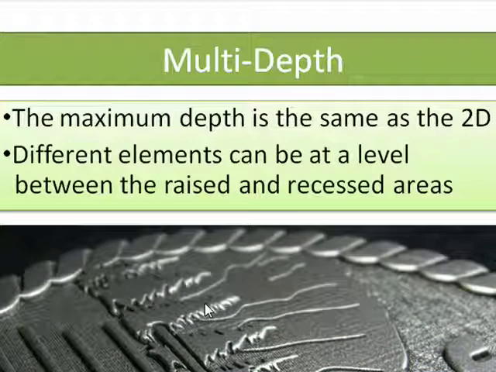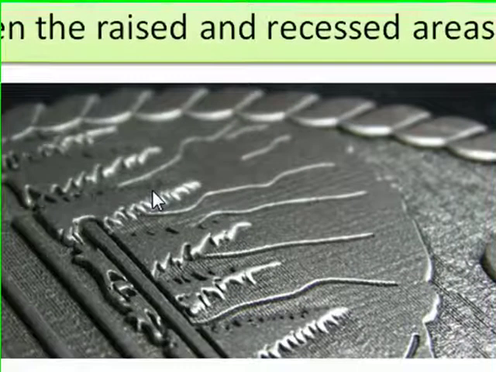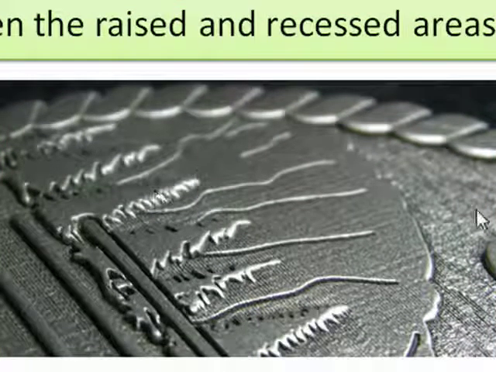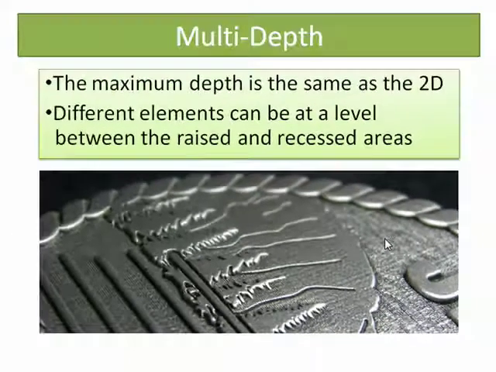Next, we'll take a look at multi-depth. The maximum depth is the same as on the 2D. However, different elements can be at a level between the raised and the recessed areas. So in this example, the tree is at the highest level. The background is similar to the 2D, in which that's at the lowest level. But in this case, we have some mountains which are at a level in between the trees and the background. And that adds additional depth and dimension to the piece.